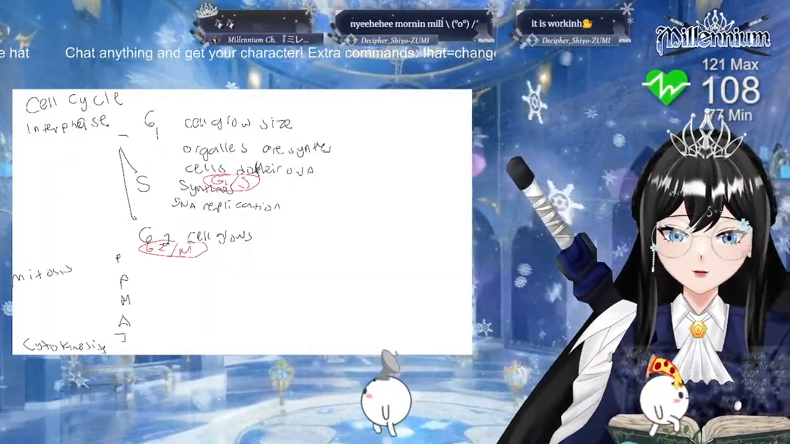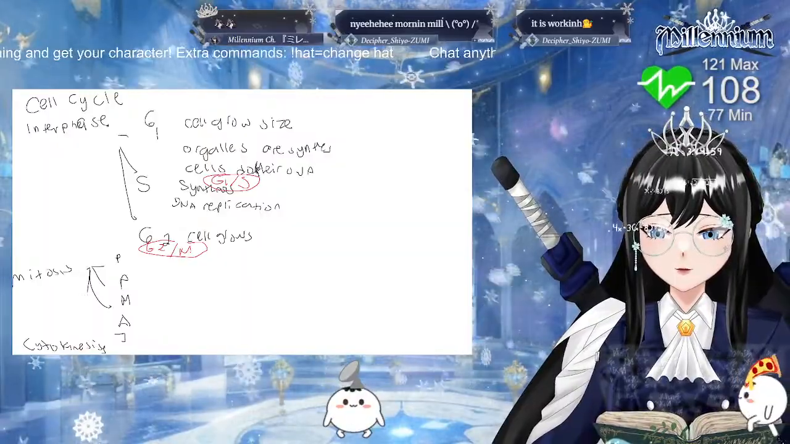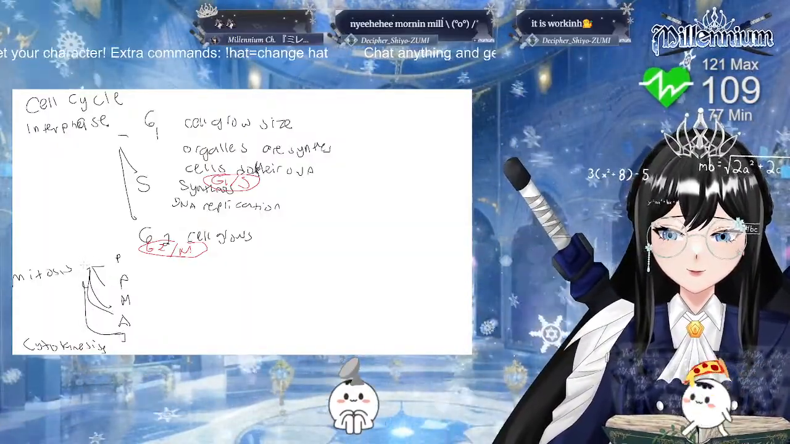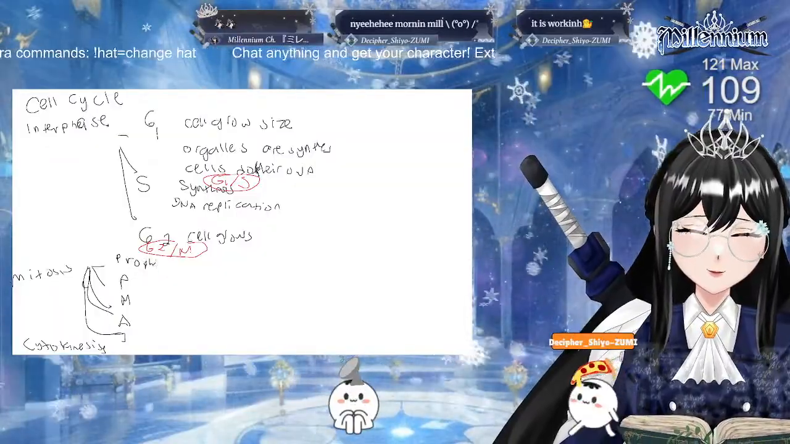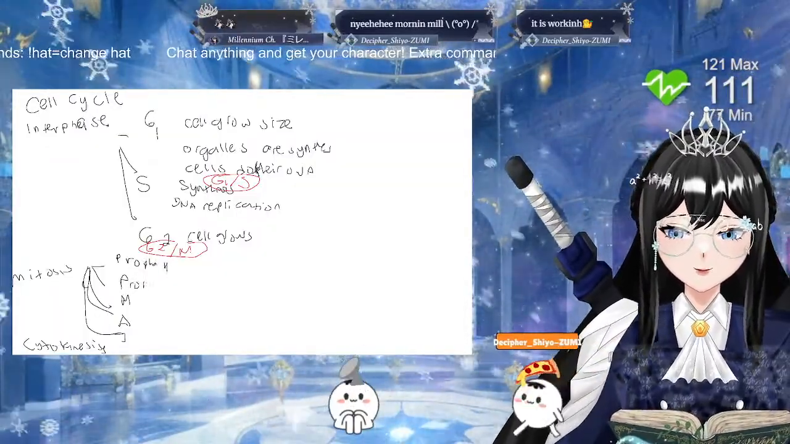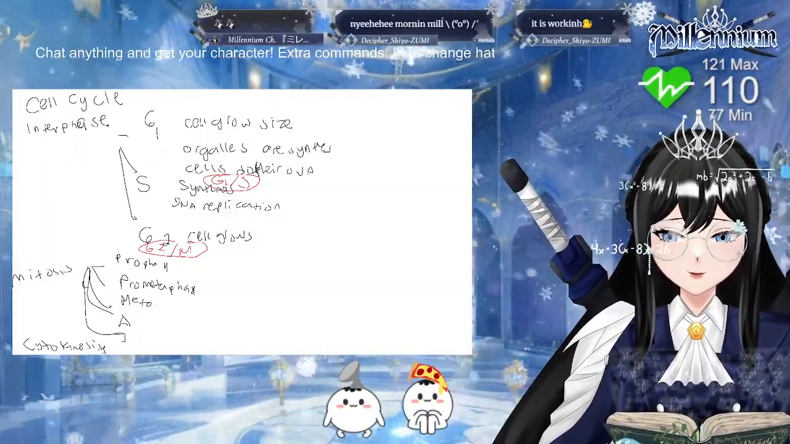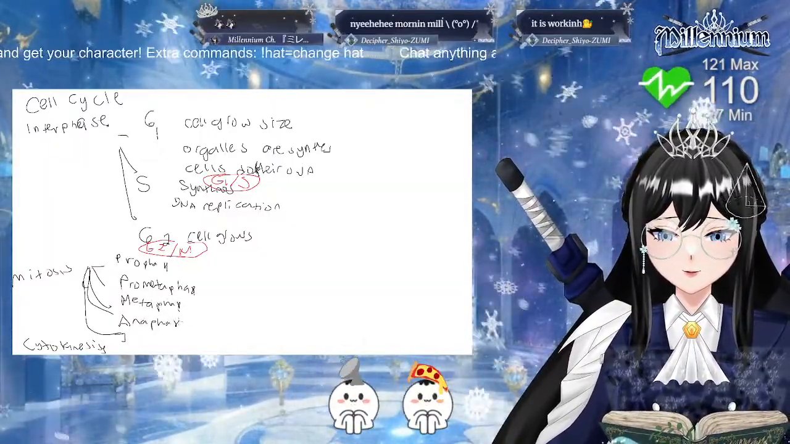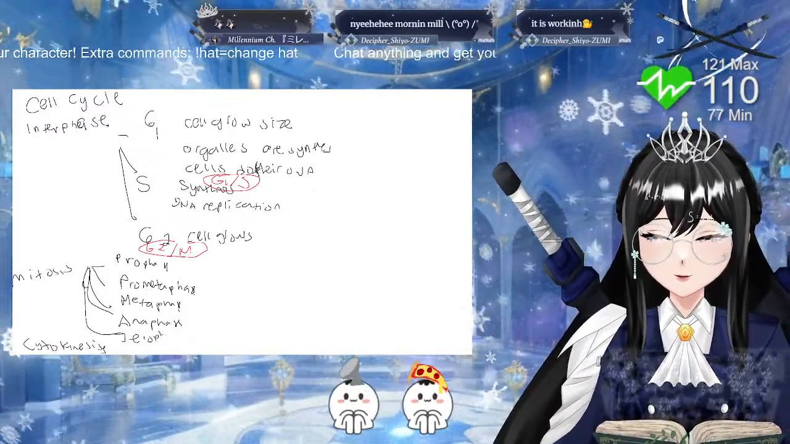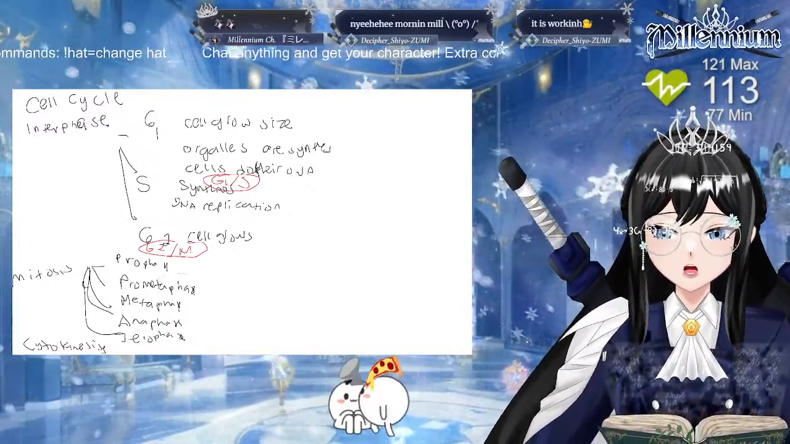So regarding the specific stuff in mitosis, again, I said PPMAT C. Well, specifically just PPMAT. This one is prophase, prometaphase, metaphase, anaphase, and telophase.